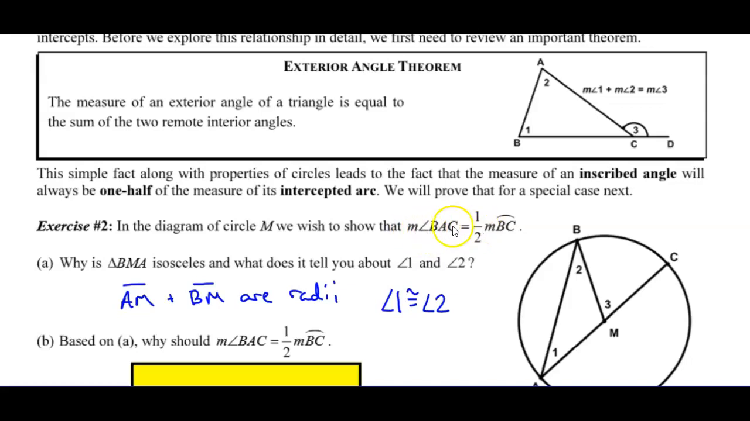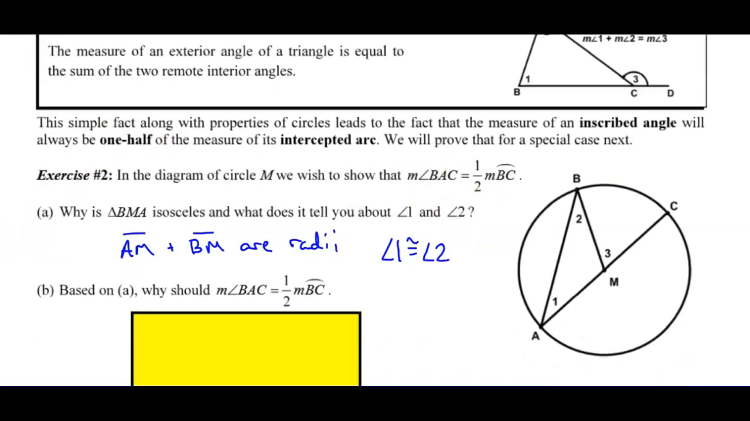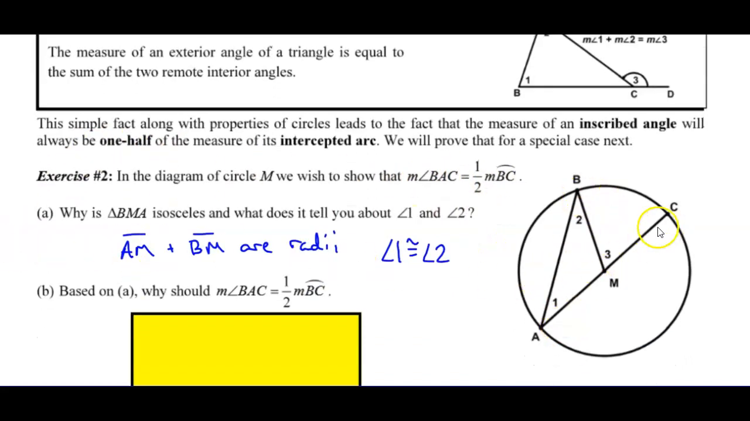Okay, so in this case, we're trying to show the angle BAC. Go down here and take that angle. BAC is angle 1, is half of arc BC up here. We're trying to prove that. So this is going to guide us through it. Why is triangle BMA isosceles? Well, if you look at triangle BMA, it's made up of two radii. BM and AM are both radii, so that's two equal sides, which makes an isosceles triangle, and therefore two equal angles as well. Angle 1 and angle 2 would be equal.